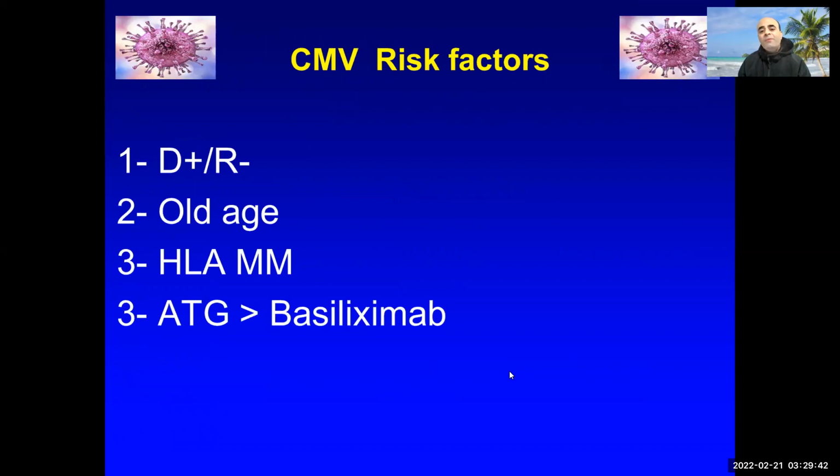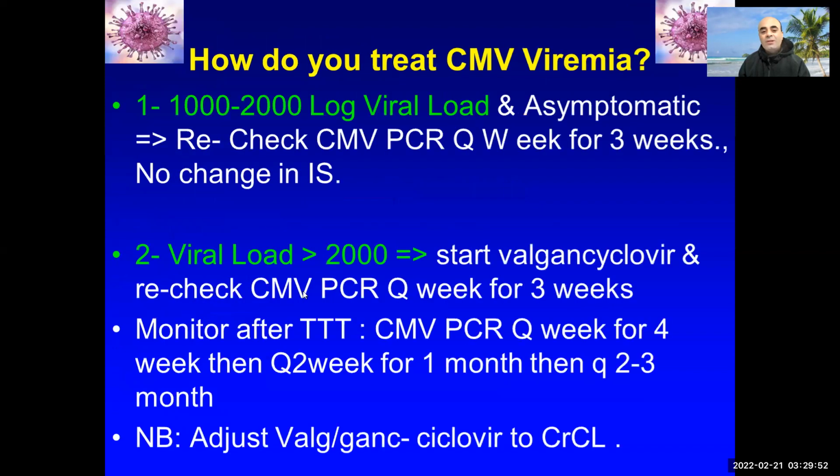So, CMV risk factors: donor positive, recipient negative, older age, HLA mismatch, especially donor positive, recipient negative, and ATG more than basiliximab induction therapy. How do you treat CMV viremia?